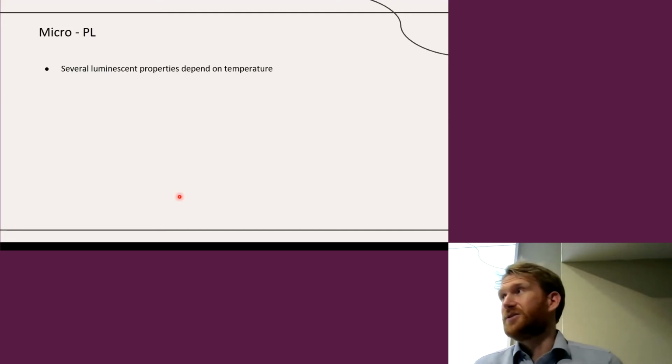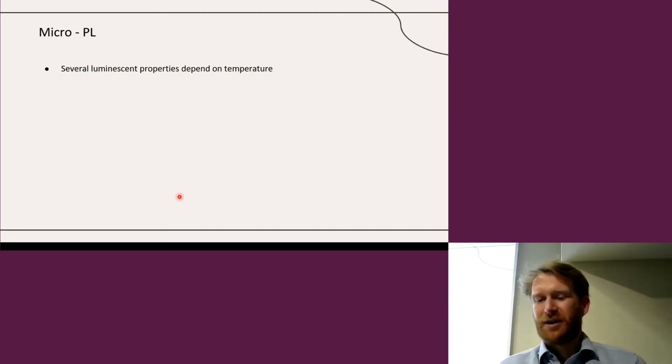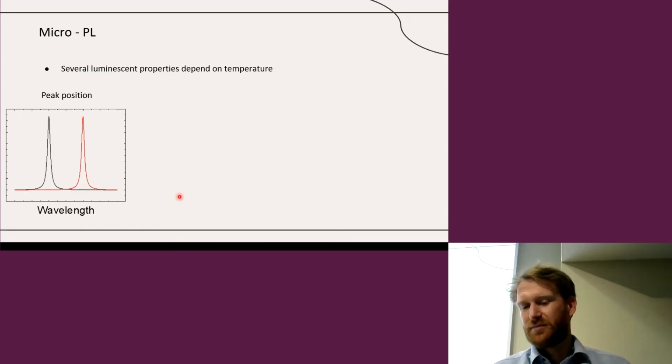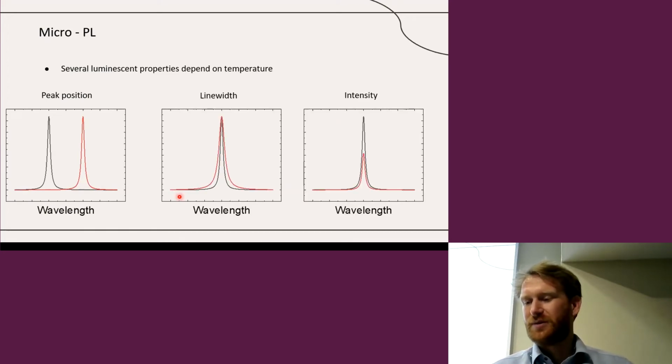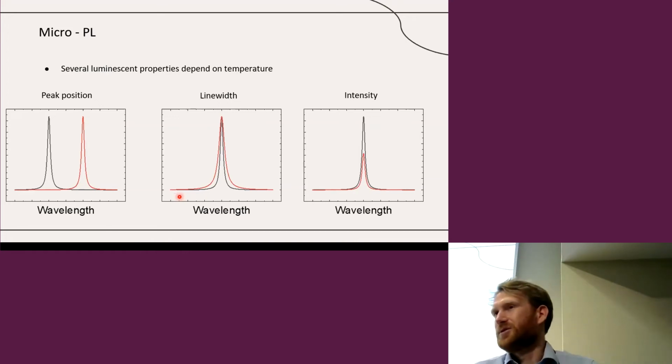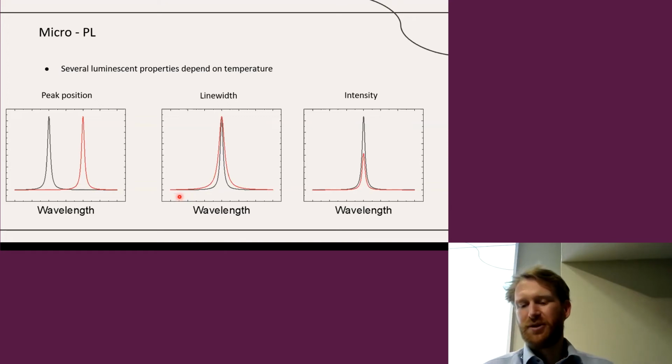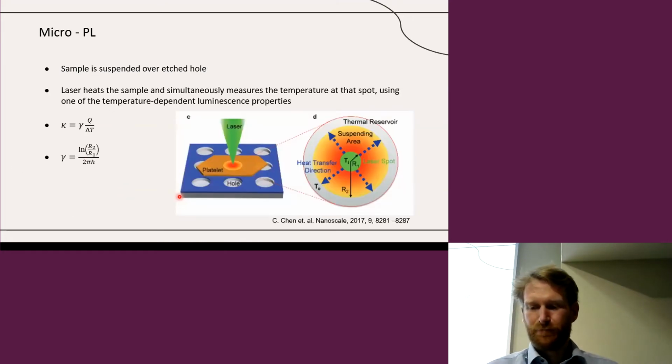So the first one that you could think of using is micro-PL, because several luminescent properties depend on temperature. Now you have the wavelength, you have the line width, and you have the intensity that will generally depend on temperature. But on top of that, you have also the lifetime of your optical decay. So by monitoring any of these temperature dependent properties, and by knowing the calibration of these properties to temperature, you can measure the temperature.